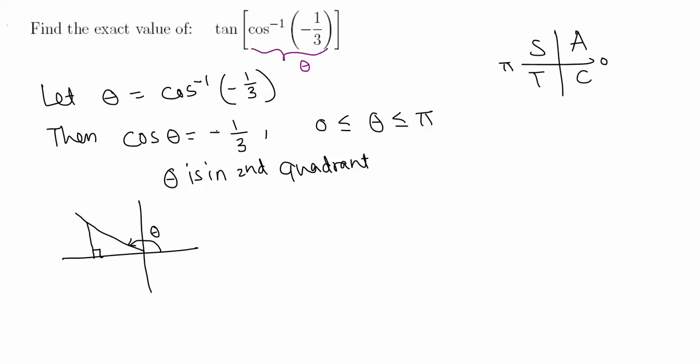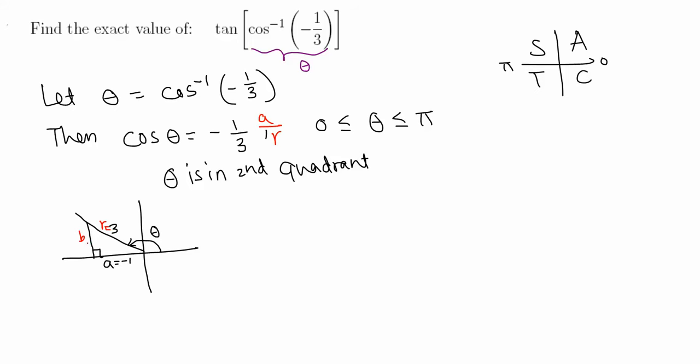Cosine is adjacent over hypotenuse, so in this case -1/3. This negative can be regarded for the top or the bottom, but the hypotenuse we always assume positive, so this direction is negative. So a equals -1, and this is 3. Cosine is adjacent over hypotenuse, so we just say r equals 3.